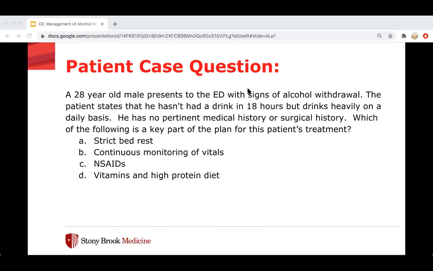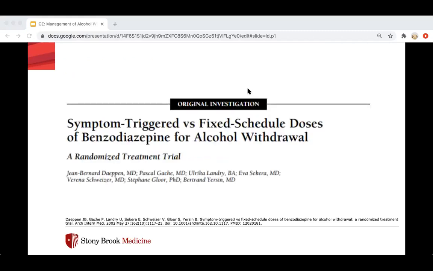Yes, B. We want to continuously monitor the vitals because as of right now, this patient doesn't have any alcohol withdrawal symptoms, but we know they can occur. It depends on how long since the last drink, but it can occur up to 36 hours after the last drink. Our whole goal here is to monitor him and try to be on top of the withdrawal symptoms before they occur so he doesn't progress into severe withdrawal. Good job, thank you.